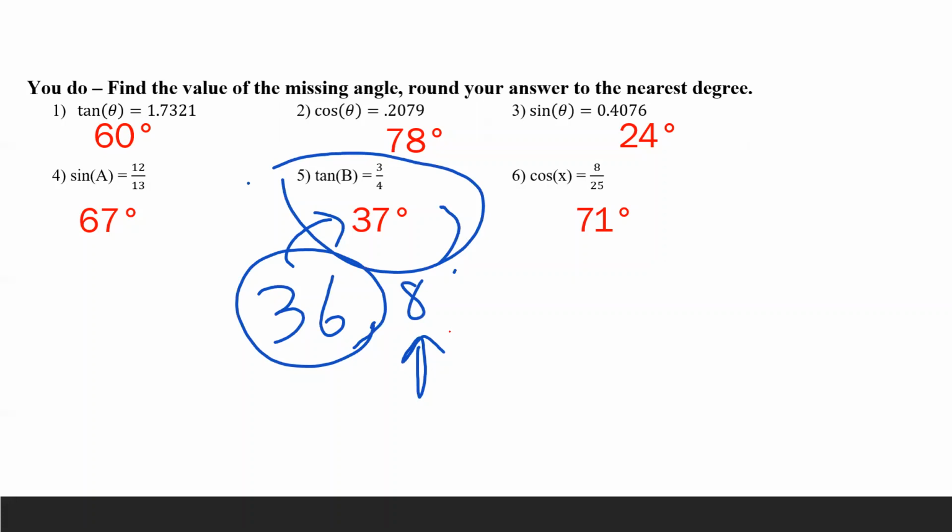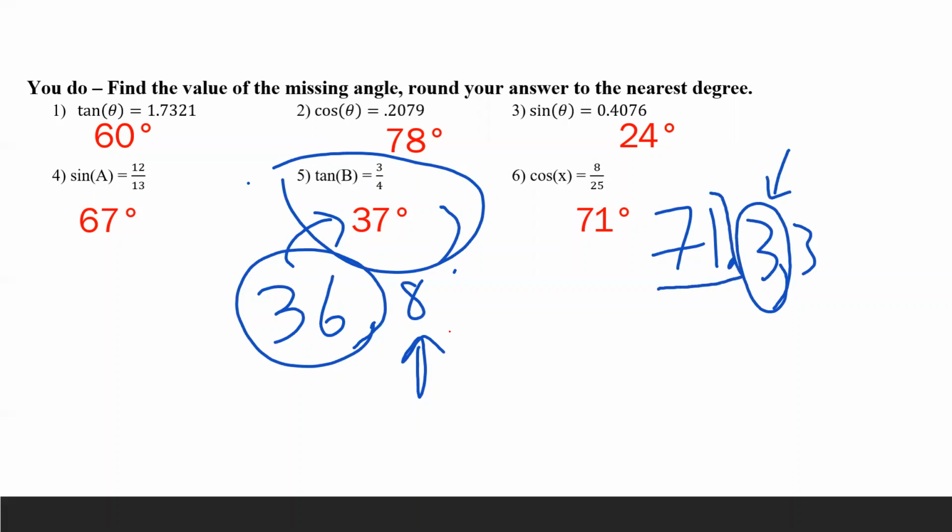Here, cosine inverse, this one would give you 71.33. So I look at this number here, it tells me to stay. Do not round, right? If it's 0 through 4, you stay. If it's 5 through 9, you round up.